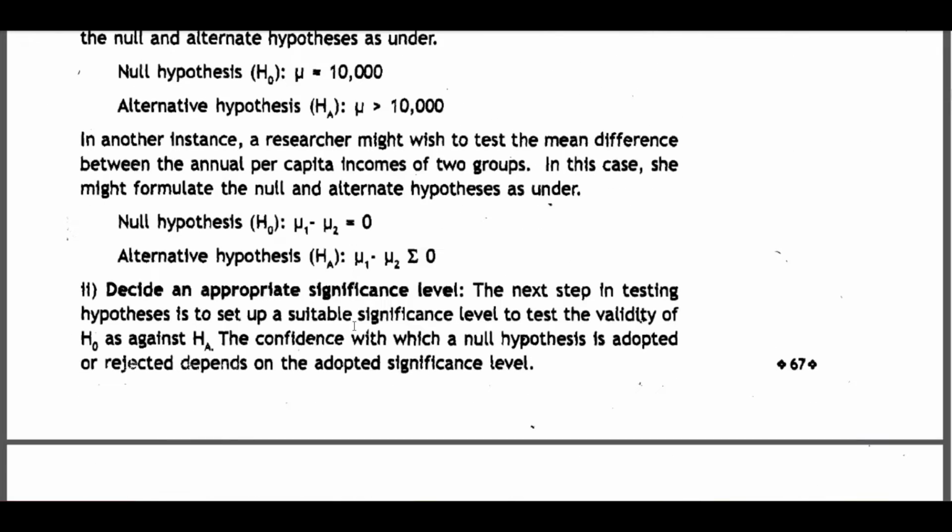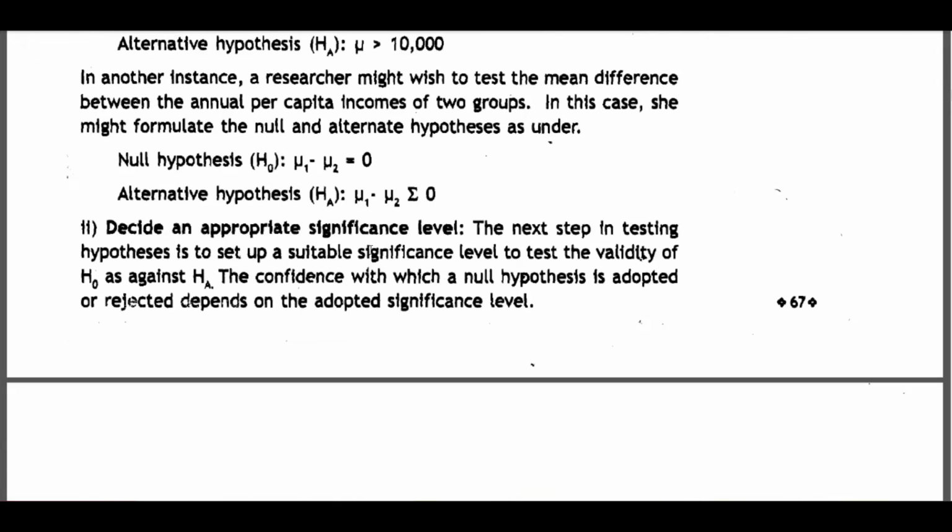Another instance: a researcher might wish to test the mean difference between the annual per capita income of two groups. In this case, she might formulate the null and alternative hypotheses as under. Null hypothesis H0: mu1 minus mu2 is equal to 0. Alternative hypothesis HA: mu1 minus mu2 is not equal to 0.